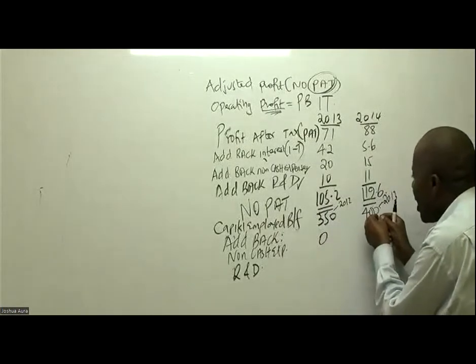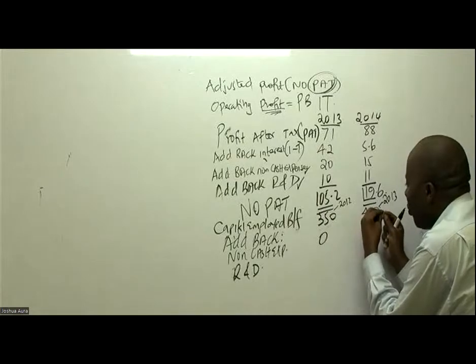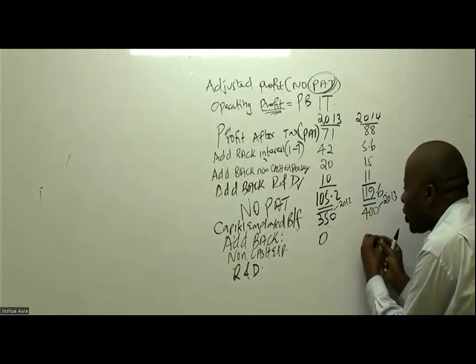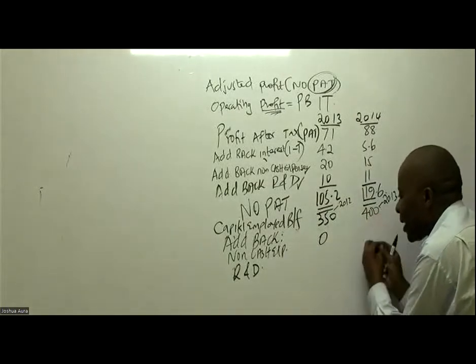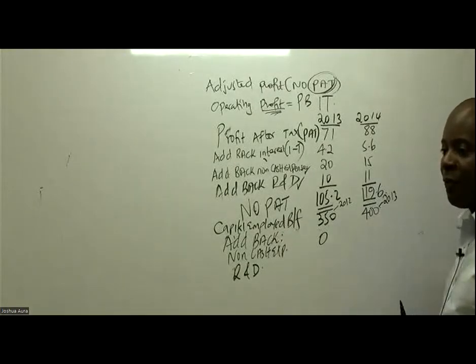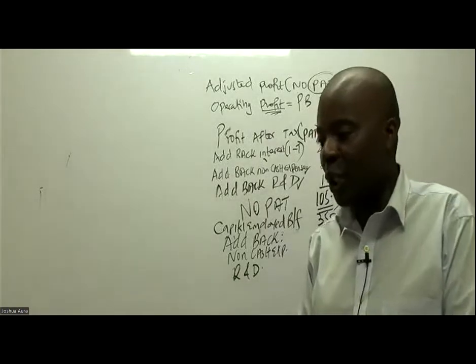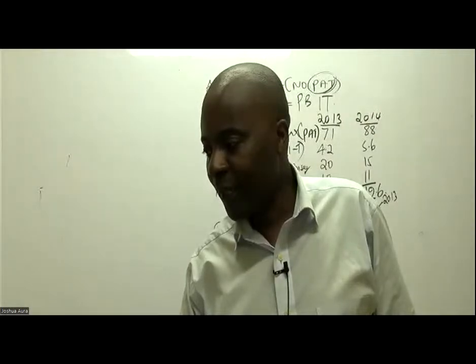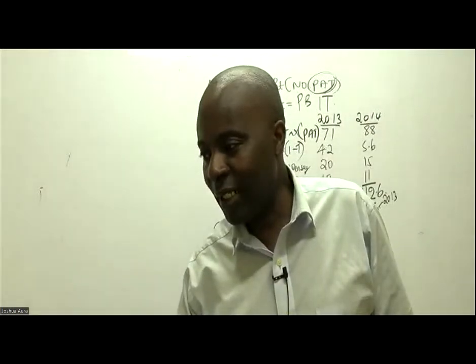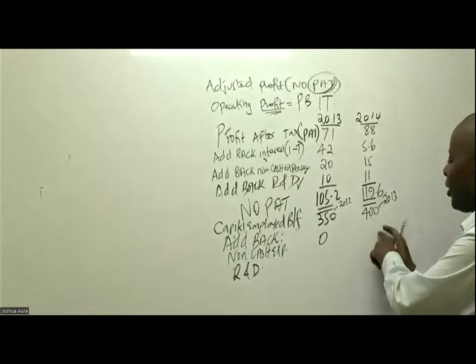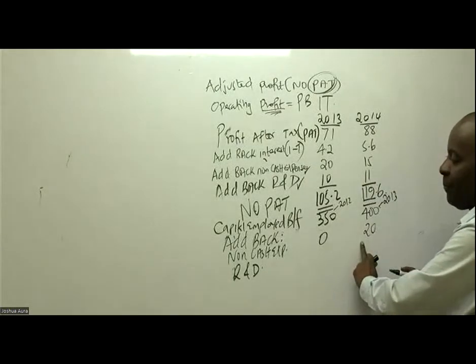But when I come here, this figure that I've arrived at, which was computed in 2013, I happen to be having the non-cash expenditure of 2013. Is there somebody who can see that non-cash expenditure of 2013? It is 20. This is what was deducted when this 400 figure was being arrived at. So here I should come in this case here and add 20.